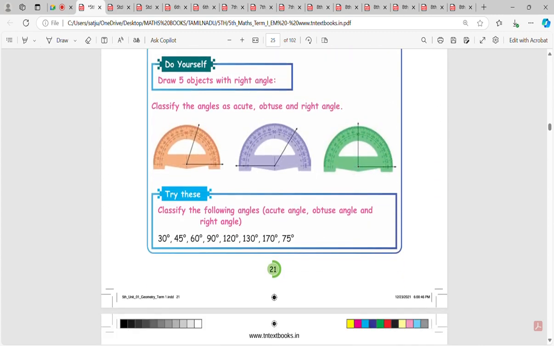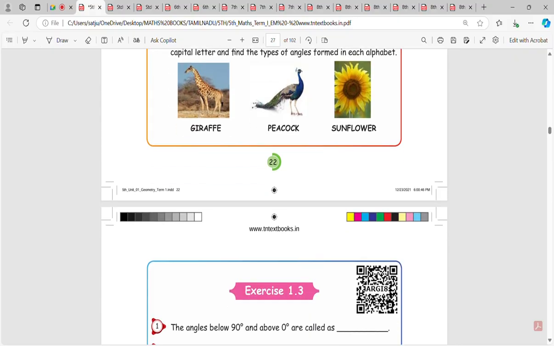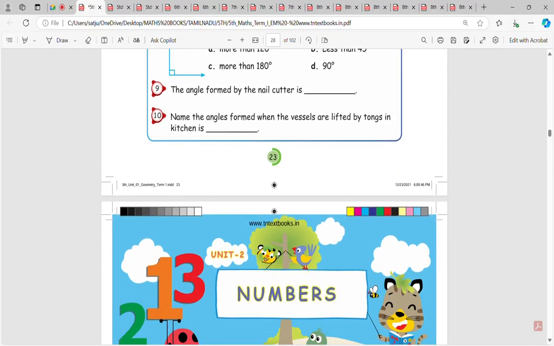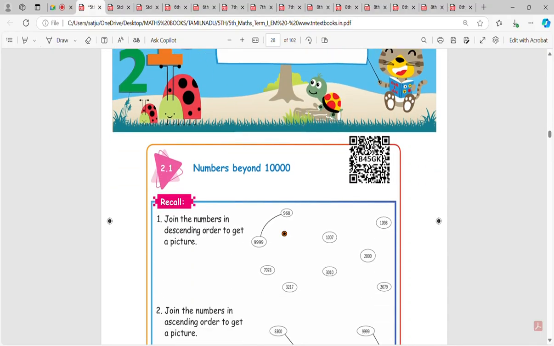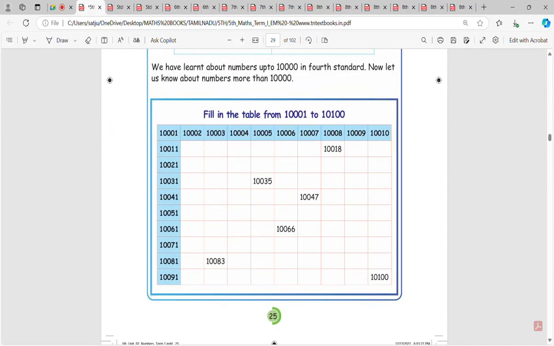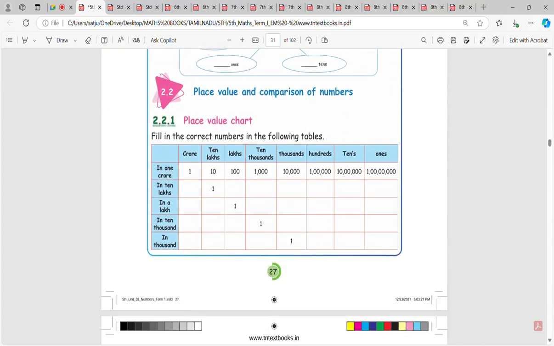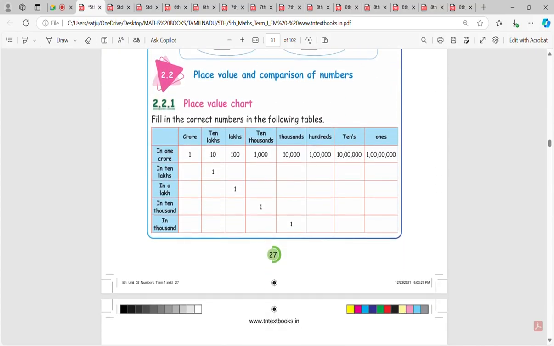Next, these and all not required here. This protractor and all not required. Some examples are there based on the protractor, but not required. In this number system, this concept also not required. It is like a school level, very very 5th standard level. So, place value.